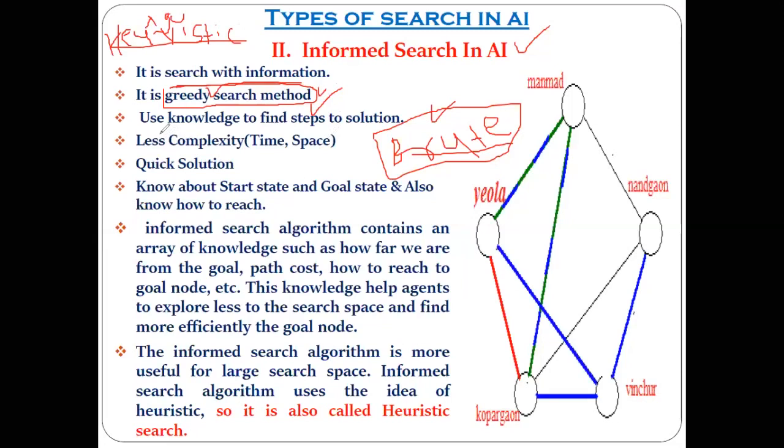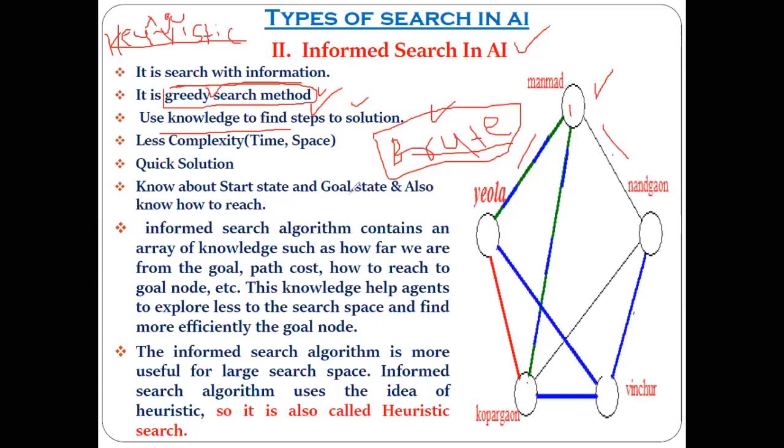So we will discuss some characteristics and then move forward. It uses some knowledge to find the steps to the solution. Like the example we have carried, somebody wants to go from Manmad to Yewla. If he does not know how to go, he can ask somebody. Yes or no? But that was not the case in uninformed search. This is the case in informed search, and that is why it is referred to this way. It works with the help of some available information.